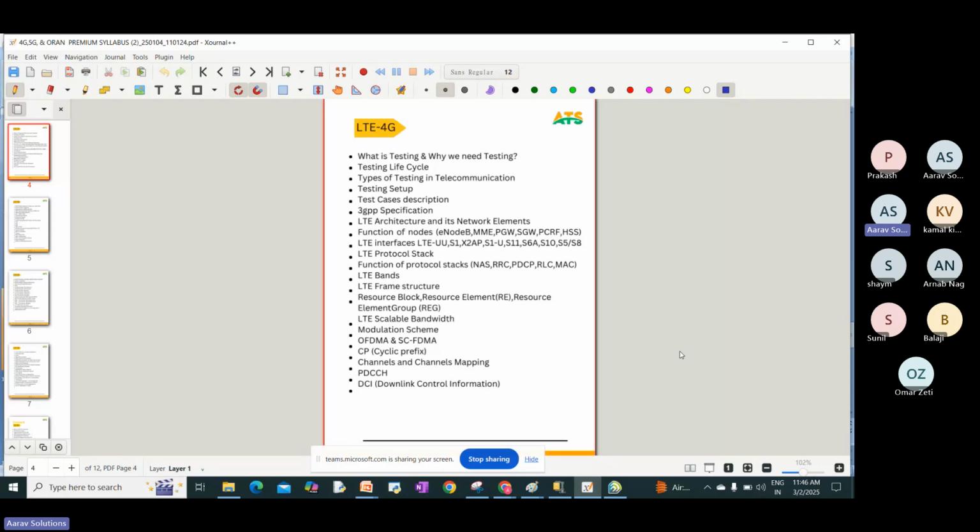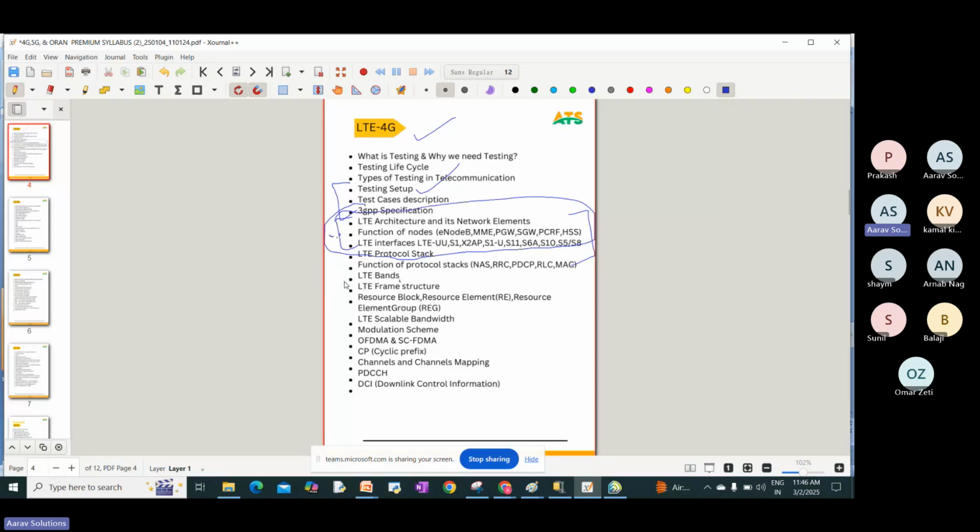Here you can see, in case of LTE, we start with architecture, what type of testing we have, what type of setups we have. Architecture has nothing to do with testing directly, and nobody will ask you about it in the interview. But still you need that knowledge with respect to the technology, so that you will be able to relate everything end to end.